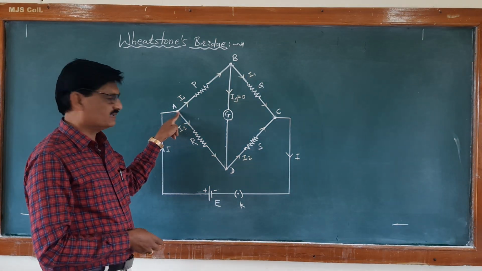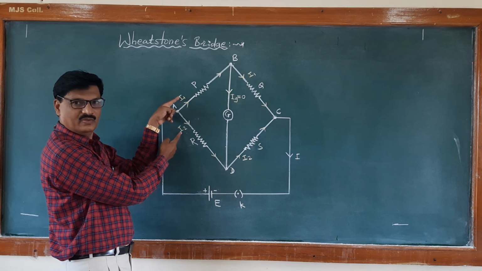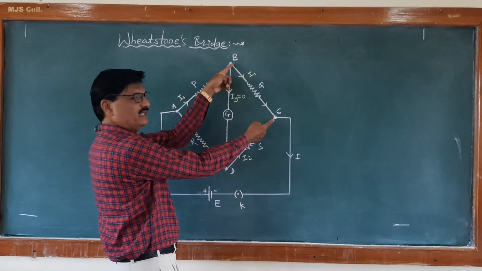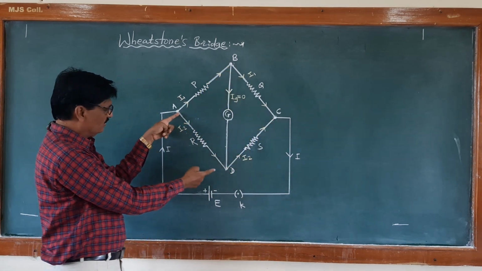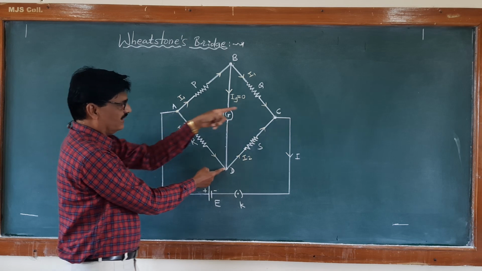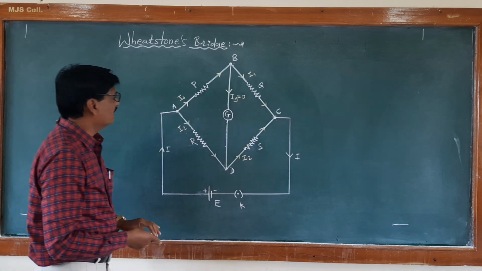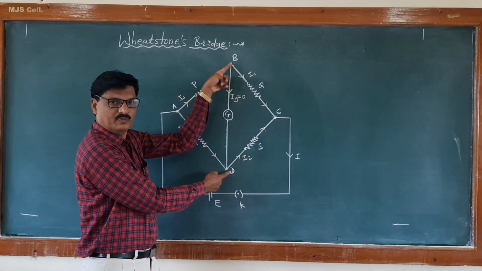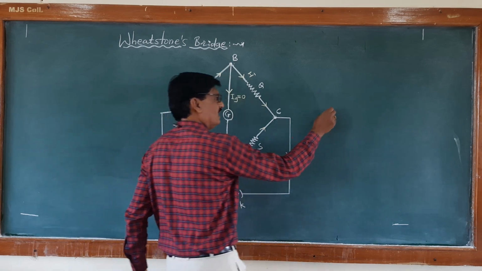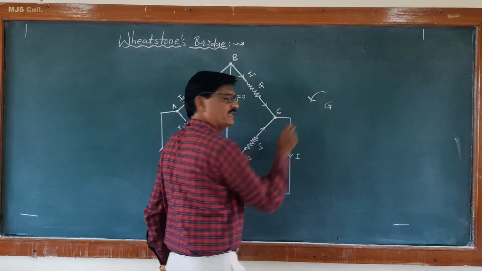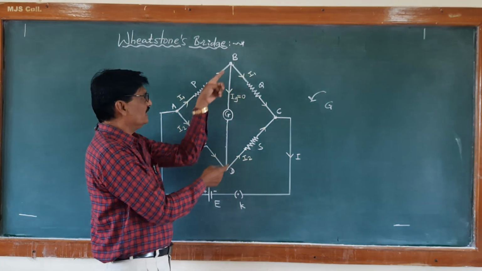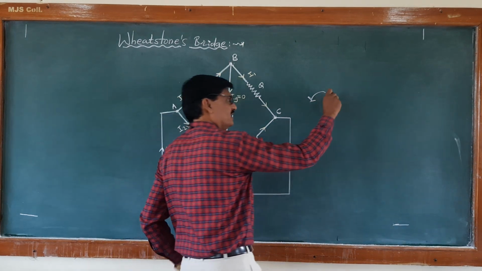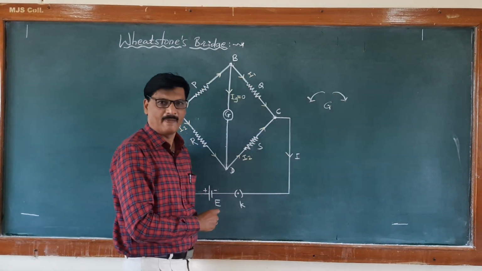At point A, this current is divided into two parts, I1 and I2. The current I1 flows through AB and BC, and the current I2 flows through AD and DC. When the potential at point B is greater than the potential at point D, the galvanometer shows deflection to one side. If the potential at point D is greater than at point B, the galvanometer shows deflection to the other side.